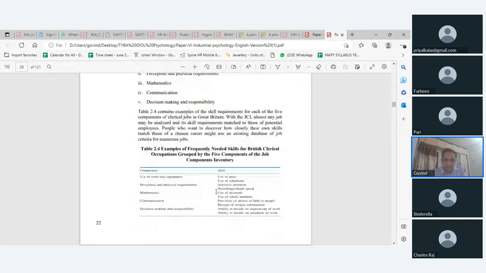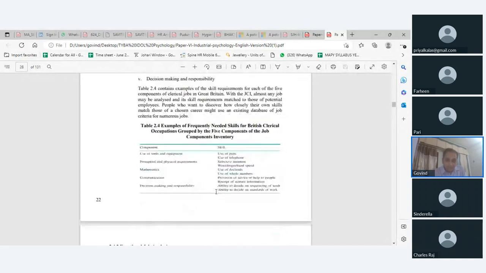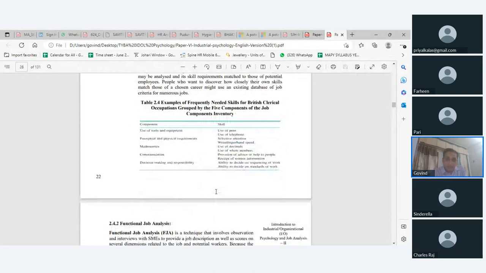These are the examples given for a clerk kind of job. If somebody has to work as a clerk, these are the 5 components. Like use of tools and equipment, whether the person can use a pen or a telephone. Perceptual and physical, like attention, whether it is specific or selective, or what their wrist, finger and hand speed is. I told you, when any karigar is hired in the jewelry industry, exactly this is done. If I'm hiring a data entry operator, the tools, whether he can use Excel or any other application. And perceptual and physical requirement, whether the person can type without any difficulty.